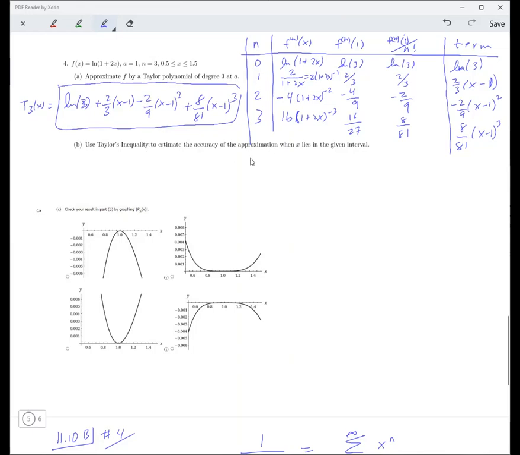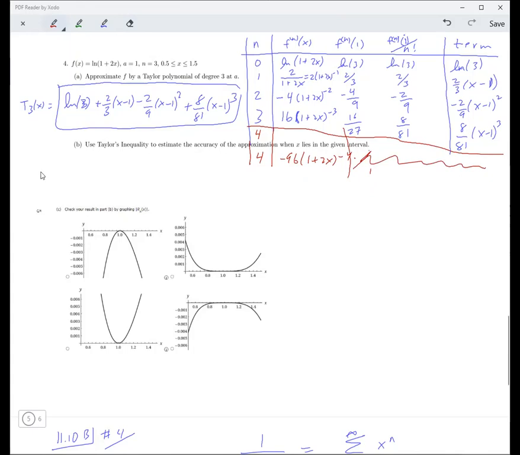Okay, Taylor's inequality. That means we go to the fourth derivative. I ran out of the real estate here. Oh well, I'll just come down here. The fourth derivative. This negative 3 comes down, and also you have a 2 coming out. So that's negative 96, and this is 1 plus 2x to the negative 4. When you put a 1 in here, you're going to get negative 96 over 3 to the 4th, which is 81. Whoa. No. Don't do the rest of that.